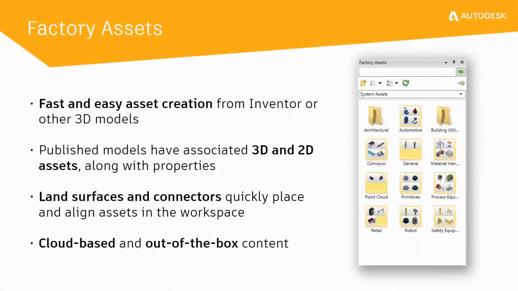Now it's about at this stage that people start to ask me a little bit about the factory assets. So I'd like to pause for a moment and spend a little bit of time to show you how you can create factory assets and how they're stored inside the library. The great thing is that the creation of the factory assets is fast and easy, and it can be done from Inventor models or most other 3D file formats. But once you've published these models, they become associative across the library, and they automatically create the 3D and the 2D asset for you. Landing surfaces and connectors can be quickly created to help you place and align the components inside of that workspace.